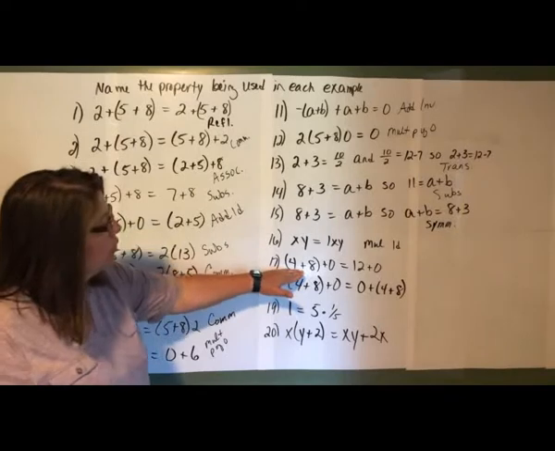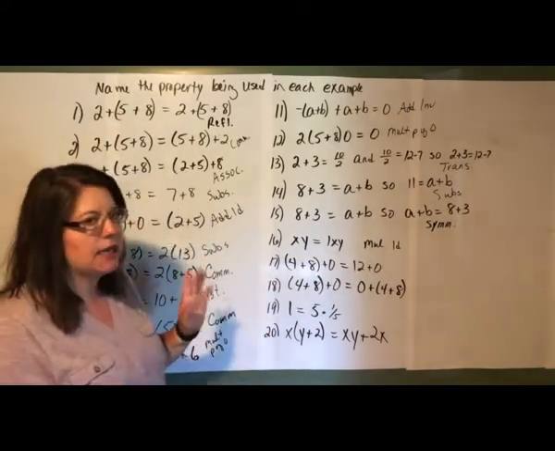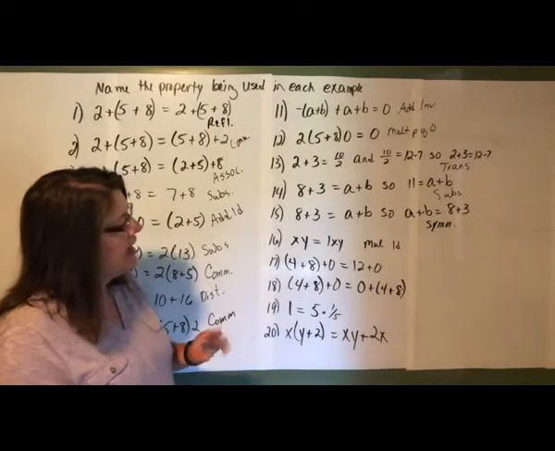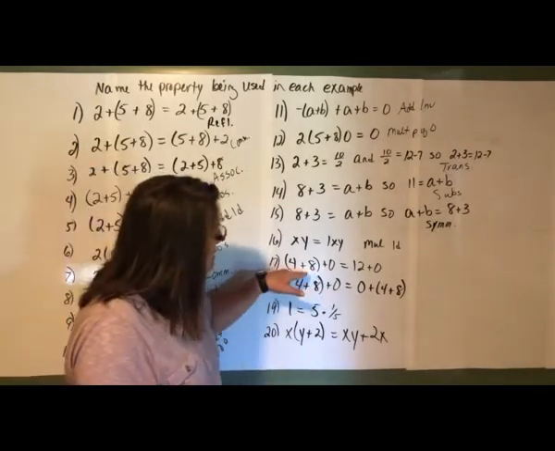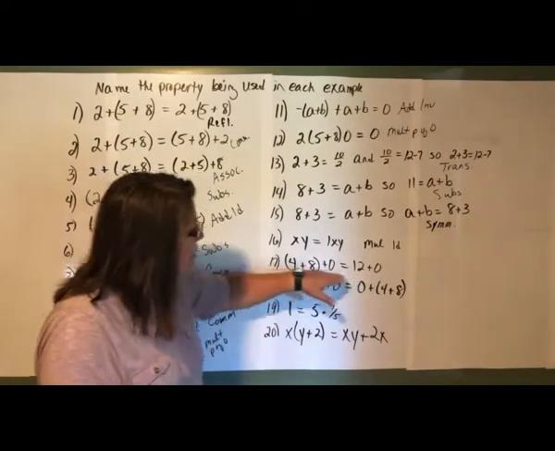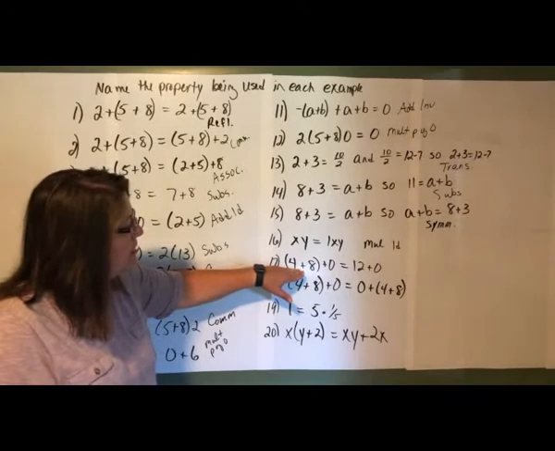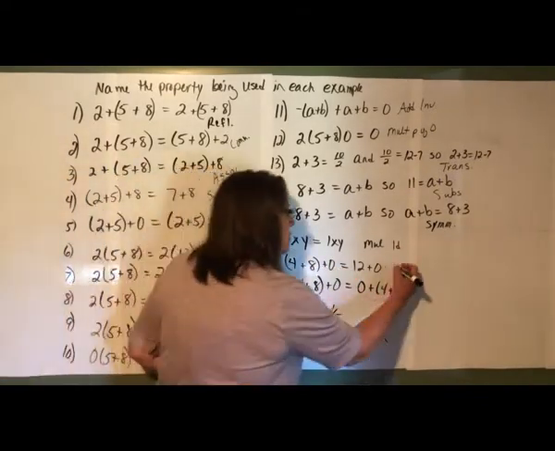For this one, (4 plus 8) plus 0 equals 12 plus 0. That one's tricky. A lot of people might look at that and say additive identity, but we have not added anything to 0 and gotten itself. See, that's not additive identity. What we've done here is we've replaced 4 plus 8 with its answer 12. So that's actually substitution.